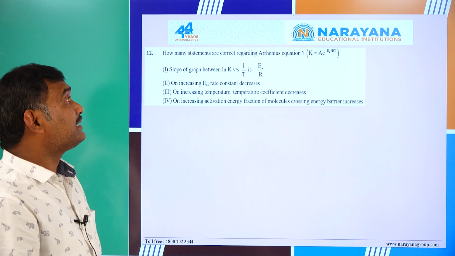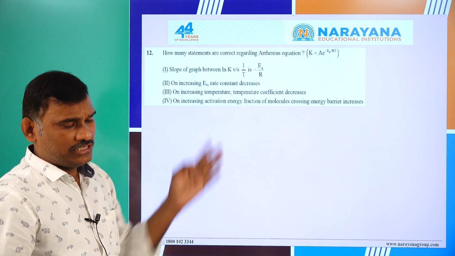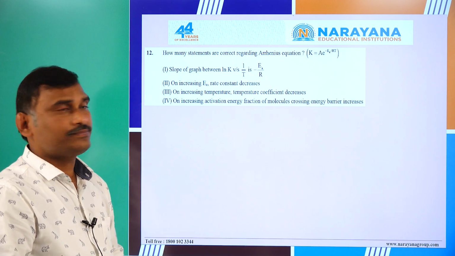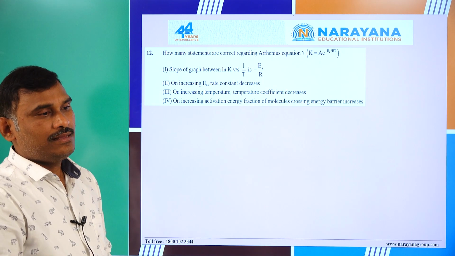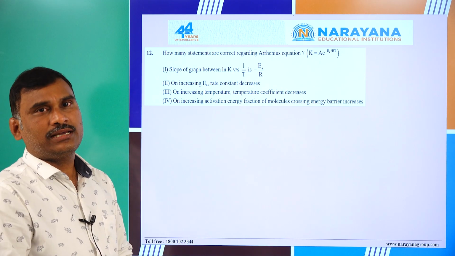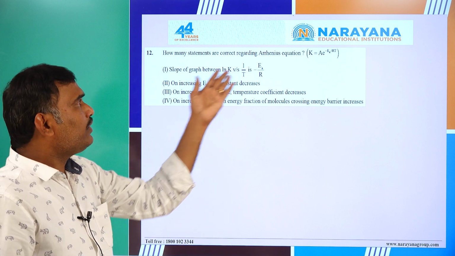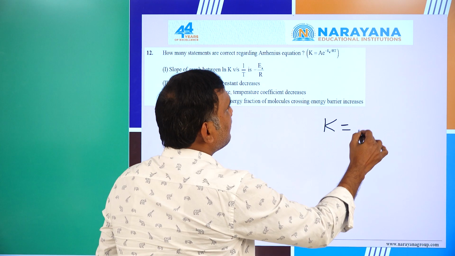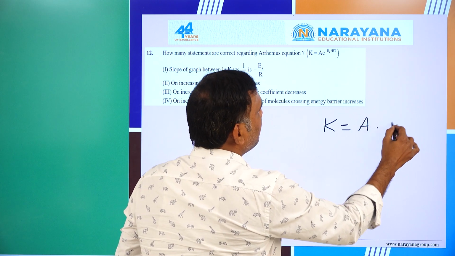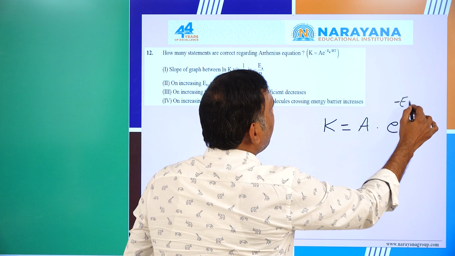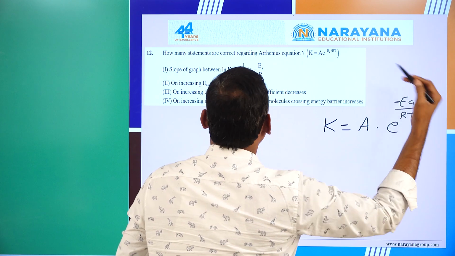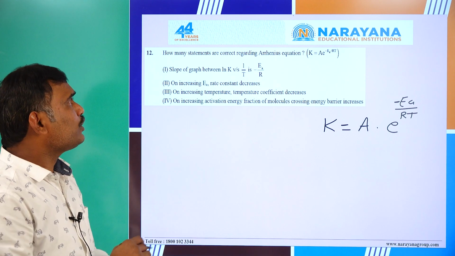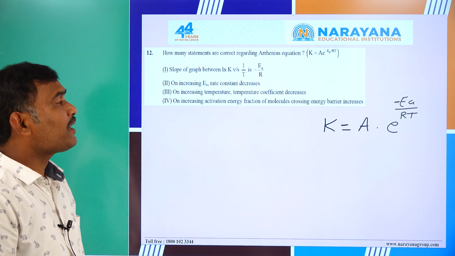Yes, how many statements are correct regarding the Arrhenius equation? Actually this question came from our chemical kinetics chapter. Here, what is the effect of temperature on the rate of reaction? We have explained based on this equation, that is k is equal to A, the Arrhenius constant, e power minus Ea by RT. This is the temperature coefficient. Let us see the slope of the graph between ln k versus 1 by T.